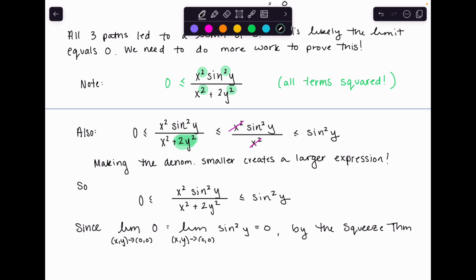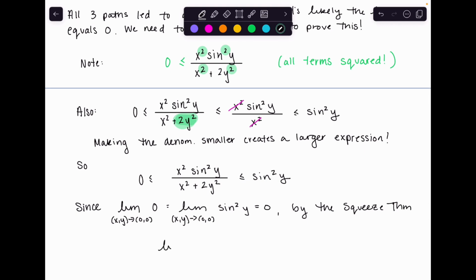Again, got to state the result I'm using. The limit we were searching for is indeed equal to 0. So this limit does exist, and it is equal to 0.